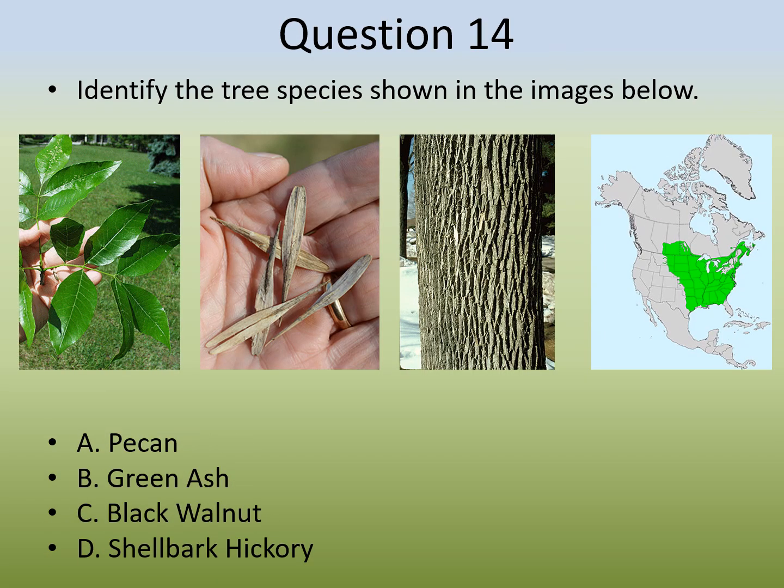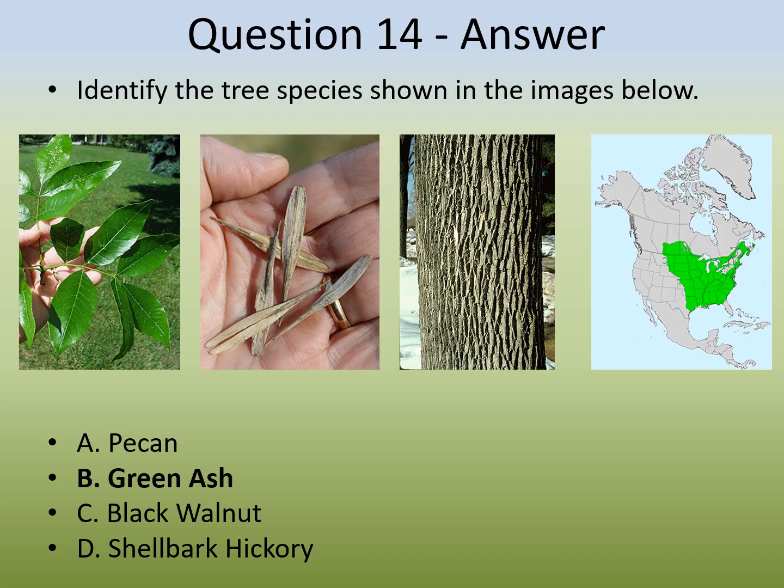Question 14. Identify the tree species shown in the images below. Is it A, pecan, B, green ash, C, black walnut, or D, shellbark hickory? The answer is B, green ash.